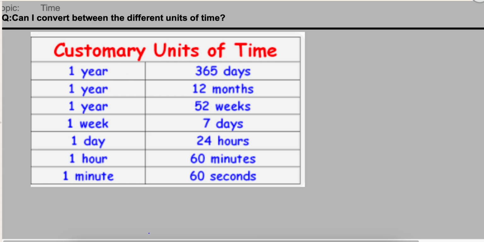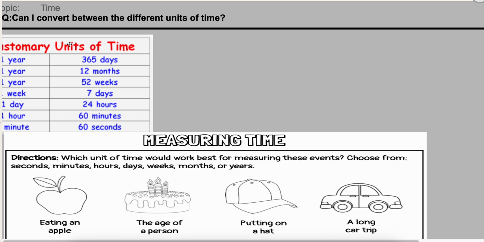We're going to use some of this information to convert back and forth between hours, minutes, days, weeks, months, and years, as well as figuring out when a certain event started or stopped through elapsed time examples.